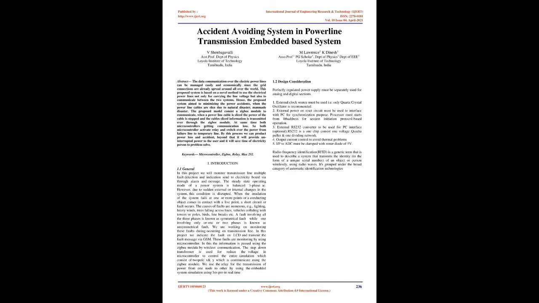These faults are monitored using a microcontroller. In this, the information is passed using the Zigbee module by wireless communication. The step-down transformer is used to reduce the voltage for the microcontroller to control the entire simulation, which consists of two poles X and Y, which communicate using the Zigbee module. We use the relay for the transmission of power from one node to another, using the embedded system simulation in ISIS Pro in real time.